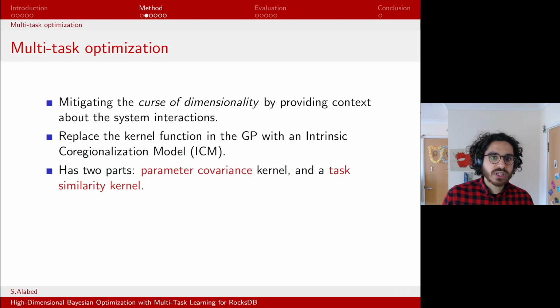So here's where multitask optimization comes in. To enable a Gaussian process to learn multiple tasks, we can swap the kernel with something called an ICM kernel. This ICM kernel has two parts: the parameter covariance and the task similarity kernel. The parameter covariance is basically a covariance of all the parameters you're learning against every single task you have. And then it also has a task similarity kernel, which basically learns how similar two tasks are. So now not only are we learning about a specific task, we are learning how these tasks interact as well and how similar they are.